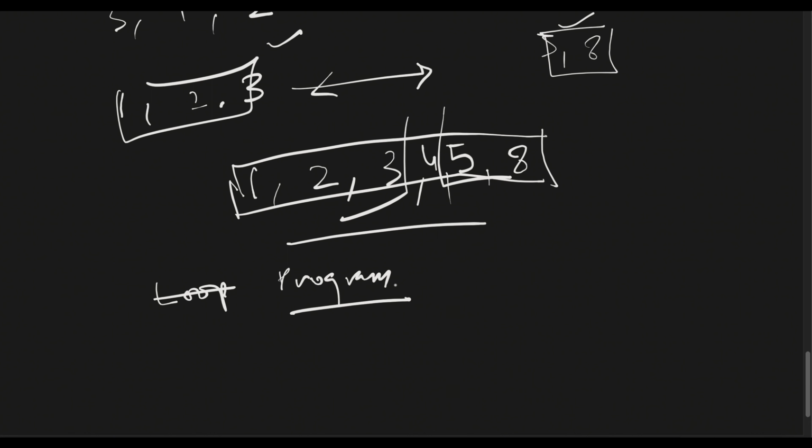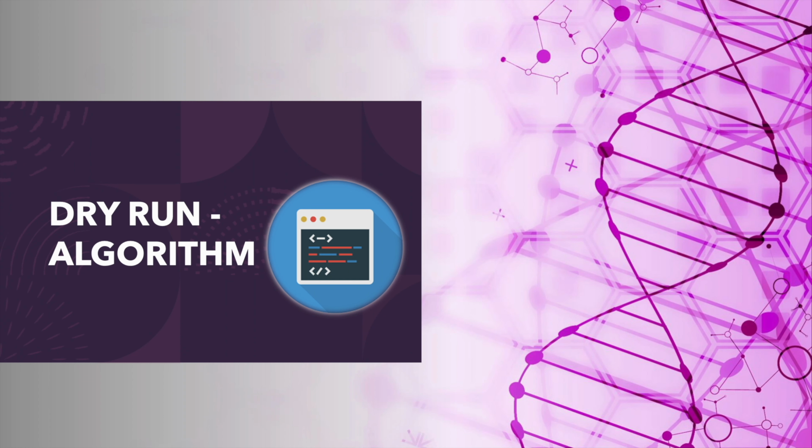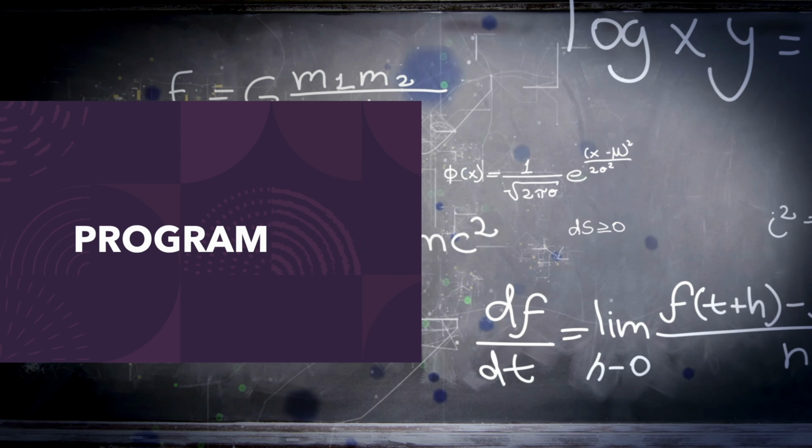So let's write our program. We have just seen our algorithm and the dry run of an array. Let's go to the program, open IntelliJ and see how the code works.